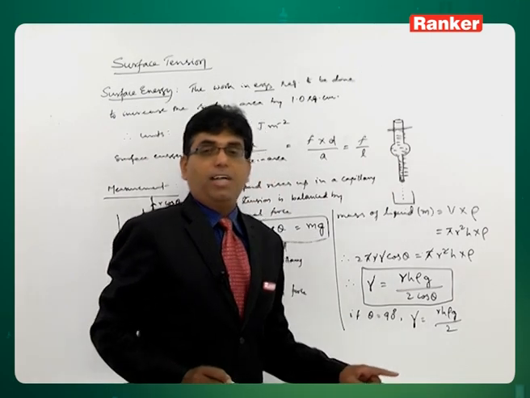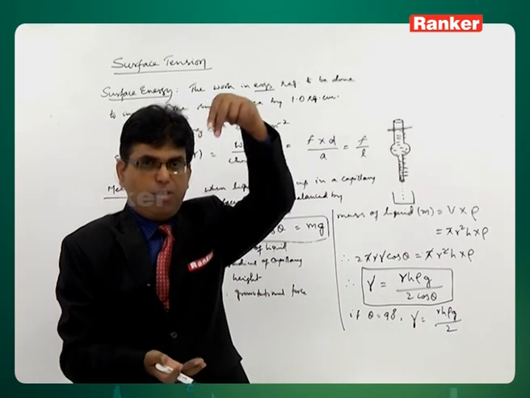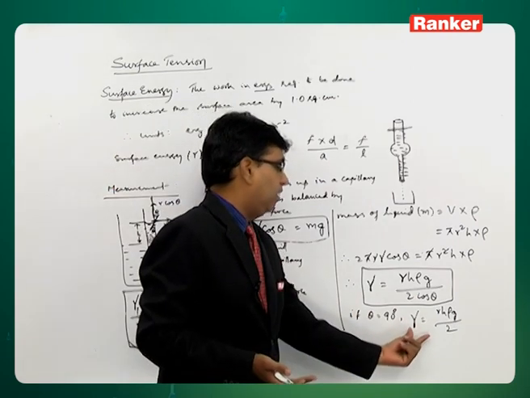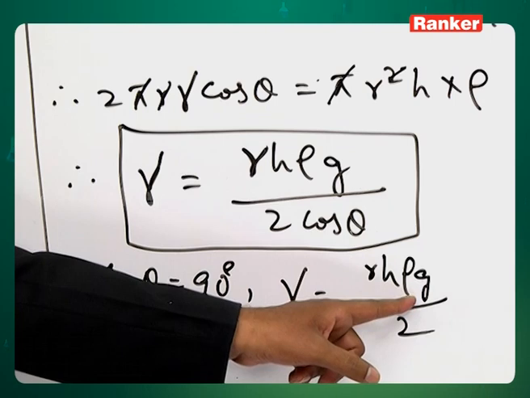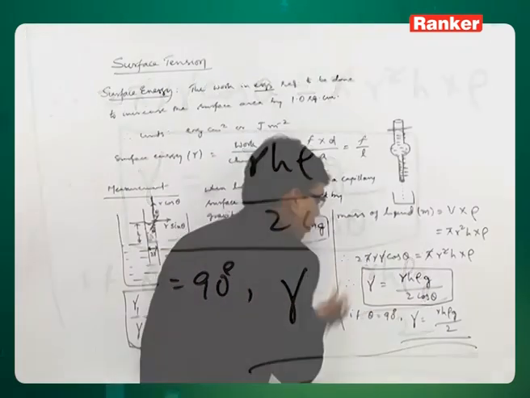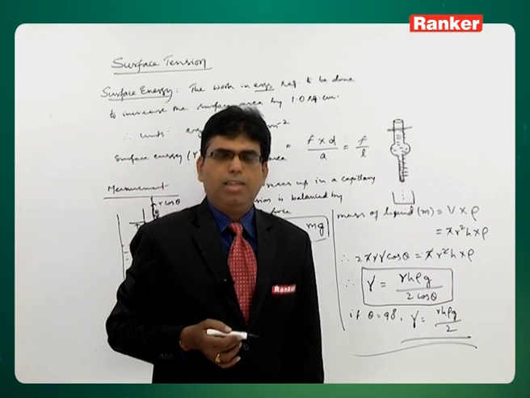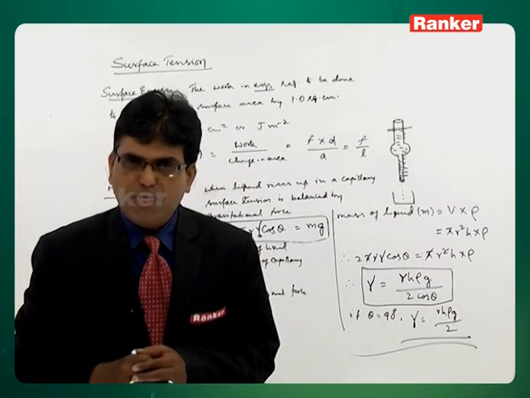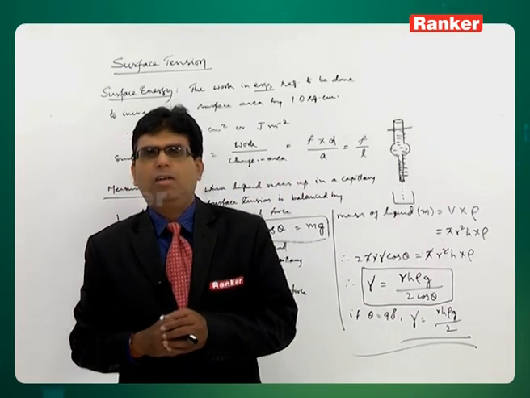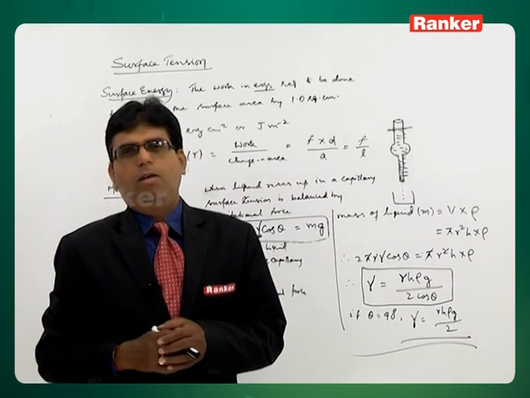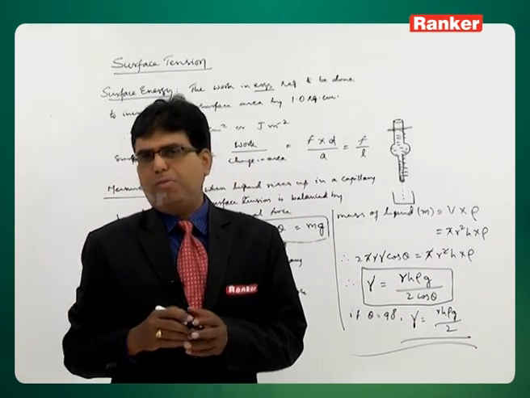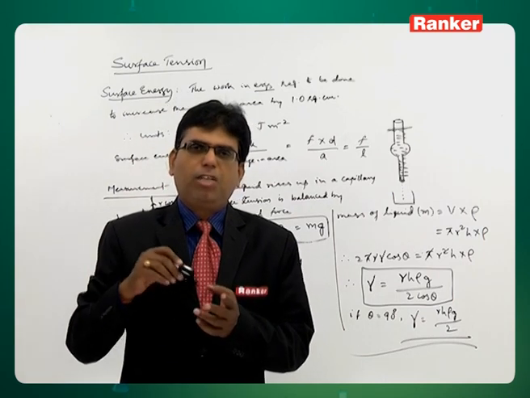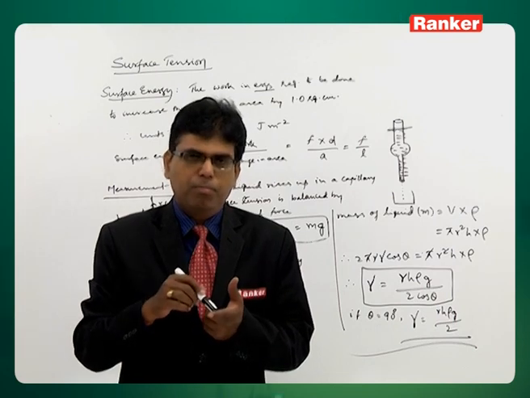Now, if theta is equal to 90, that is what we normally define, the force acting perpendicularly. When theta is equal to 90, gamma is equal to r h d g by 2. This is how we measure the surface tension. So this is all about surface tension, its consequences, applications, and how to measure it. So far we have completed, besides the general properties of liquids, the two characteristic properties of liquids that we have discussed, vapor pressure and surface tension.